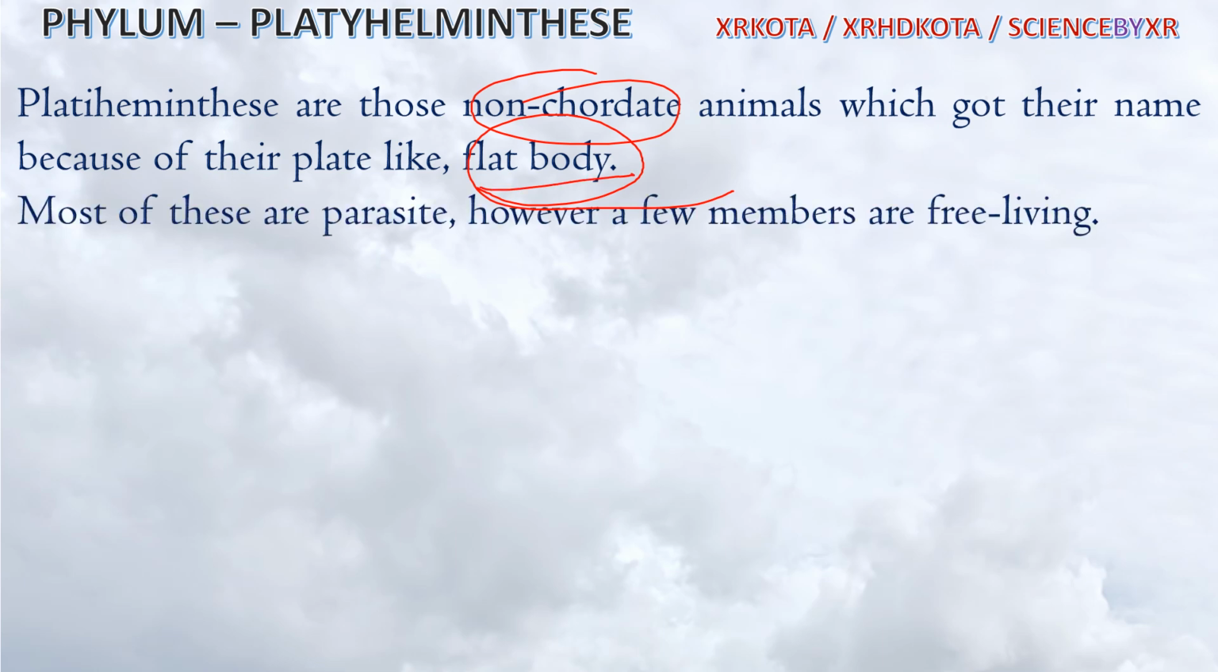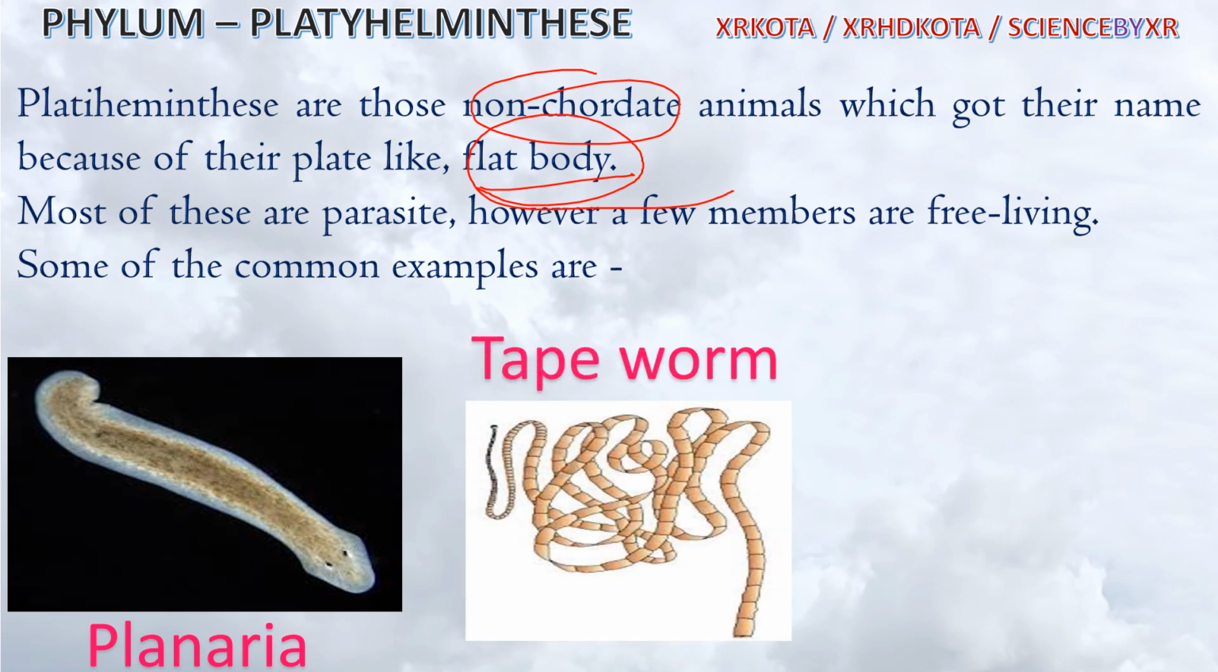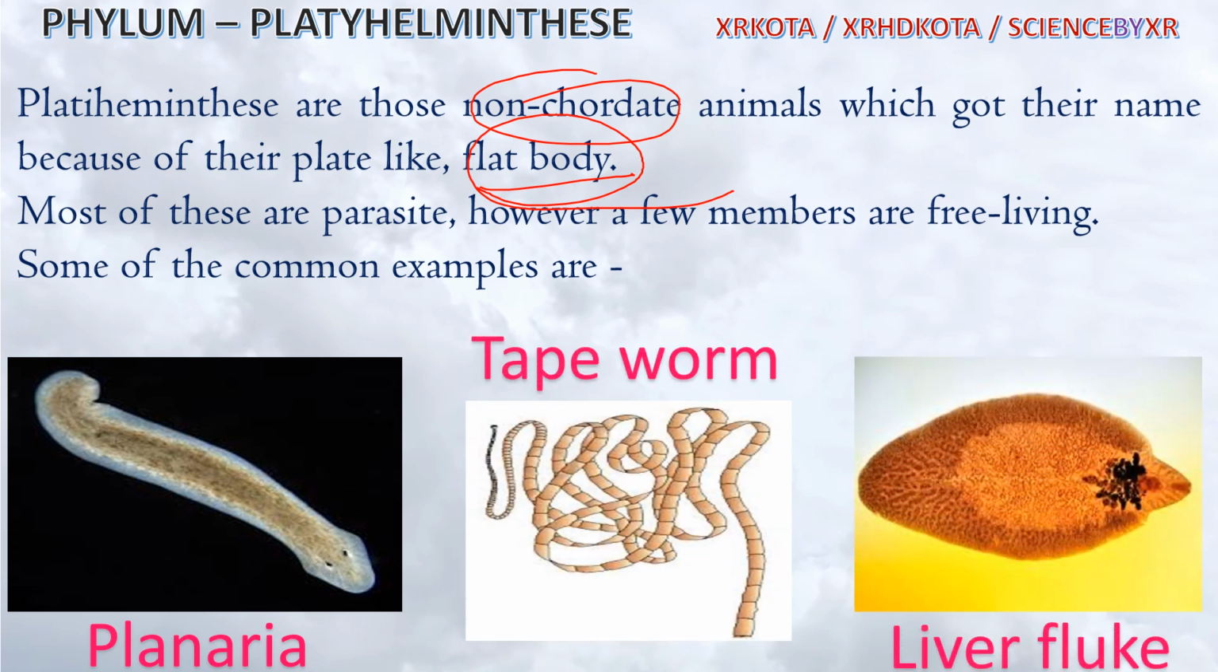Most of these are parasites, however few members are free living. Free living, one common example is planaria. Parasites, examples like tapeworm is the most common example. Some of the examples are shown here, like planaria is here, then tapeworm is second one, and liver fluke, which is found in the liver of certain animals.